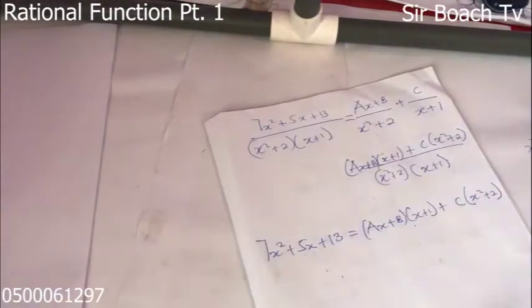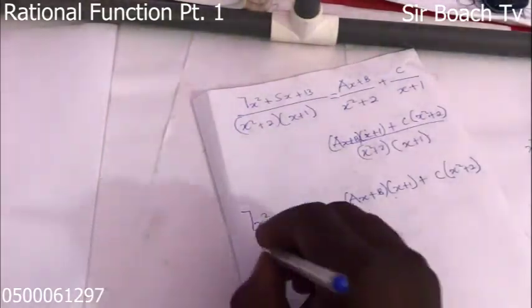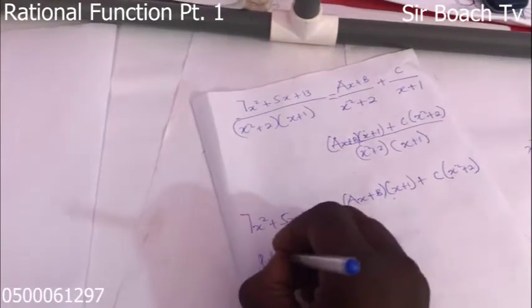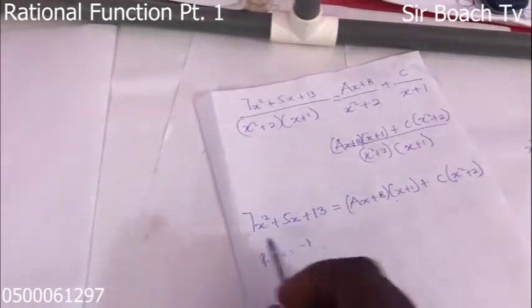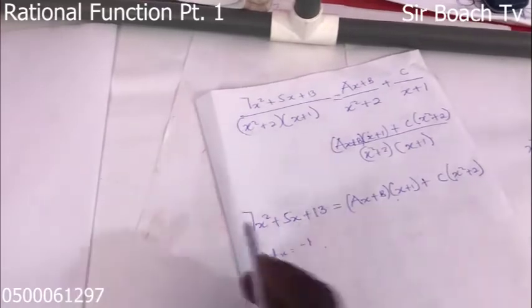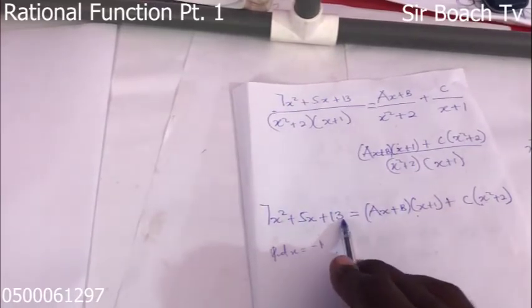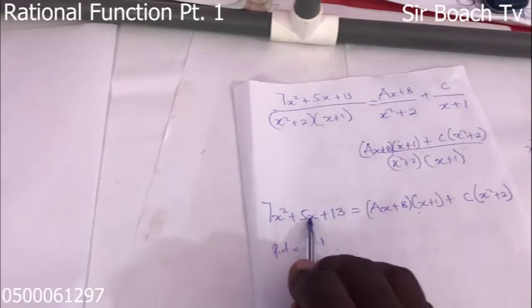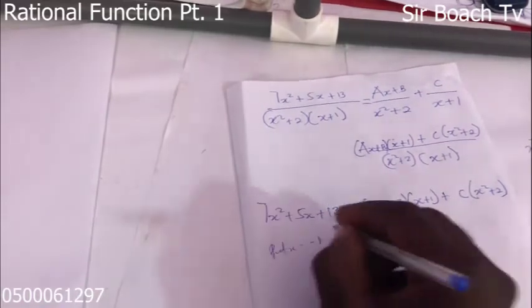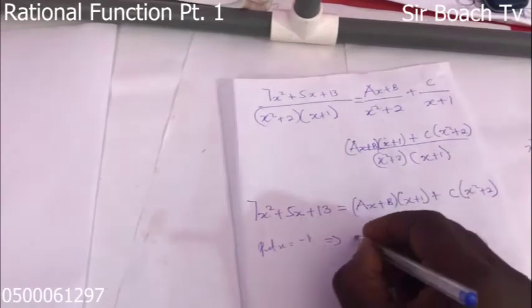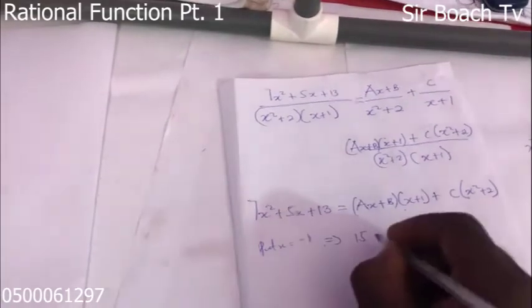Okay, so now let's use negative 1. Putting S equals negative 1. If I put negative 1 here, negative 1 squared is 1, so we get 7. 7 plus this will give me 20. 20 minus 5, because if I put negative 1, I'll get negative 5. That will be 15. So I'm going to get 15, okay, being equal to.